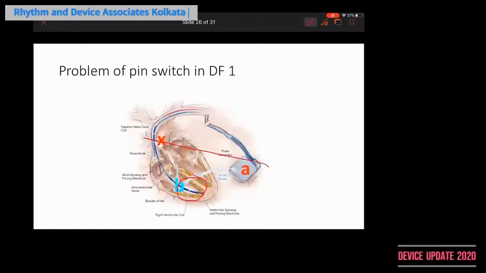So if you detect the pectoral muscle myopotential here, one of the possibilities is that you have switched the connections: the RV connector has been connected to the port for the superior vena cava coil, and the SVC coil connected to the RV port. So what is labelled RV is actually an SVC coil, and it is sensing the pectoral muscle myopotential. That is if you have a DF1 lead. But if you have a DF4 lead, that question doesn't arise because the lead is designed so that you don't have to connect both separately.